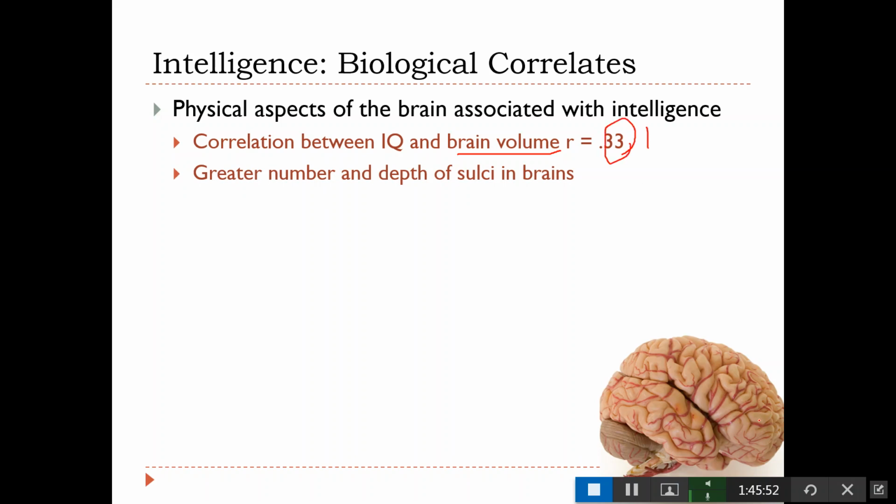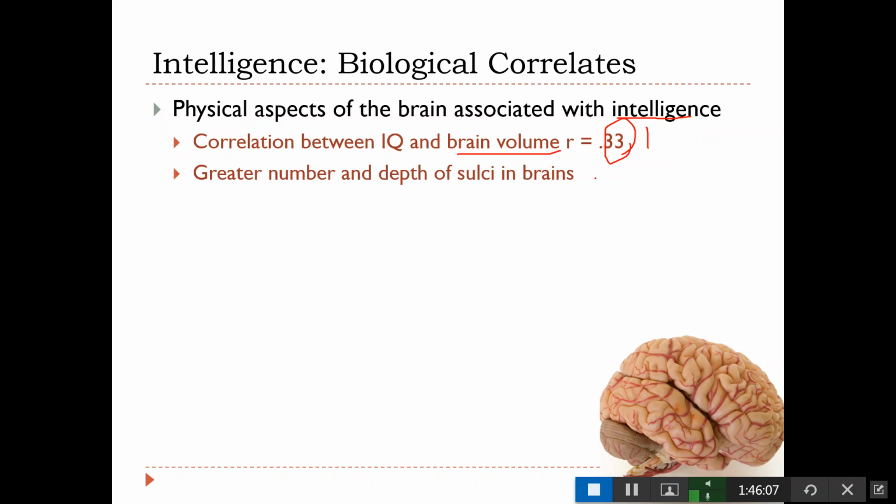So brain volume isn't always explaining or isn't the best explanation for intelligence, right? So usually people who have high intelligence scores tend to also have a greater number and depth of the sulci in the brain.